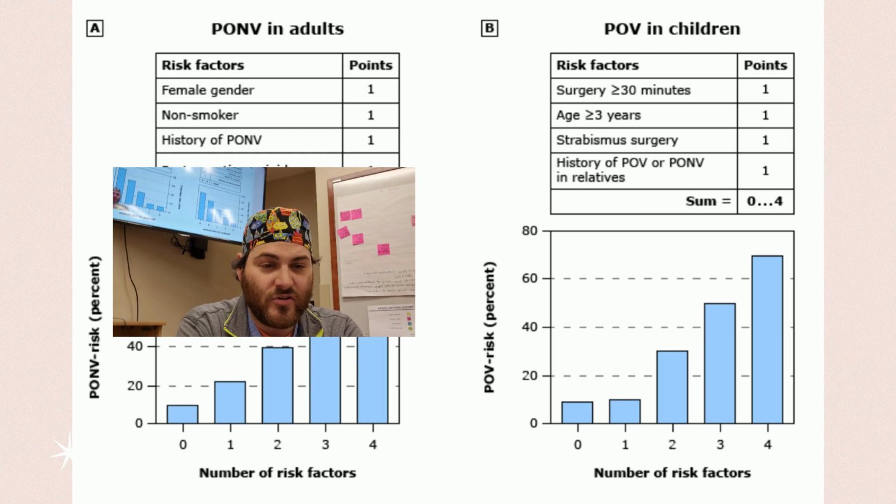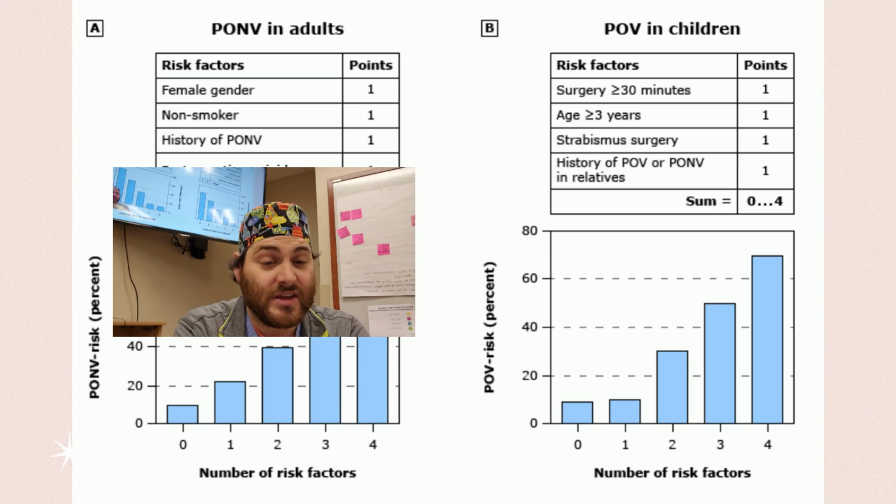So now let's move over to the children's side. Again, I mentioned this earlier, it's hard to assess nausea in little bitty kids. So this whole scale is based off of who vomits afterwards. So the percentages are a little bit lower, but it's still an issue. For kids, for whatever reason, the duration of surgery meant a lot more than in adults. So surgery greater than or equal to 30 minutes gets you a point.